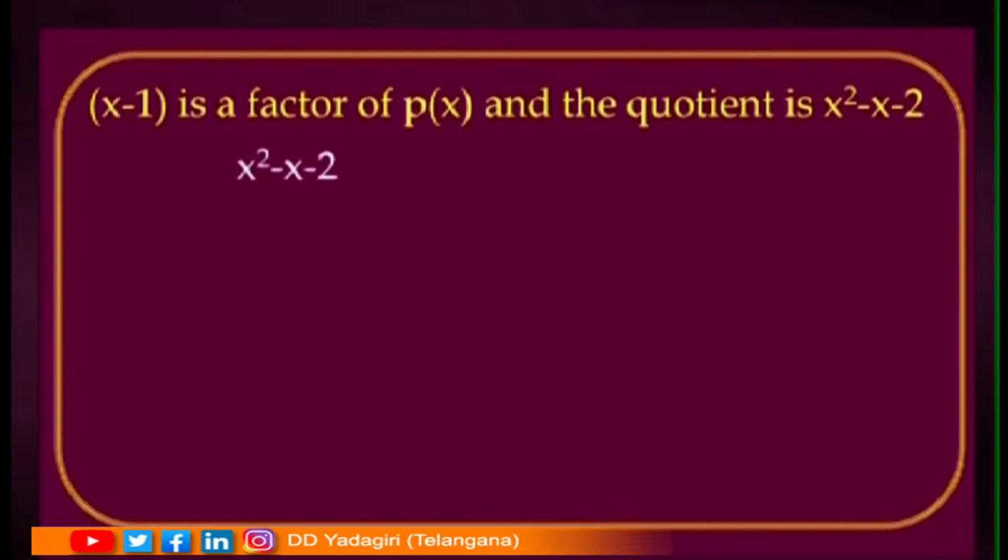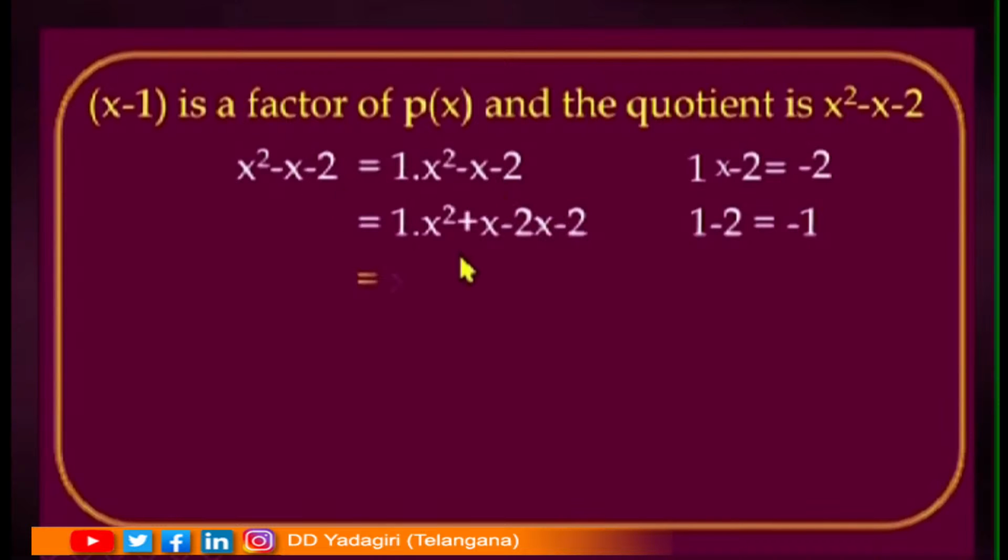Let us factorize this x square minus x minus 2. We can write it as 1 into x square minus x minus 2. So multiply the coefficient of x square and the constant term. 1 into minus 2 is minus 2. We need two numbers whose sum is minus 1, the middle term here. So you can write it as 1 into x square plus x minus 2x minus 2.